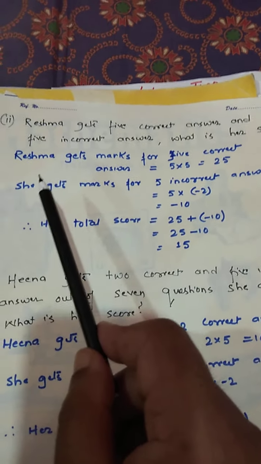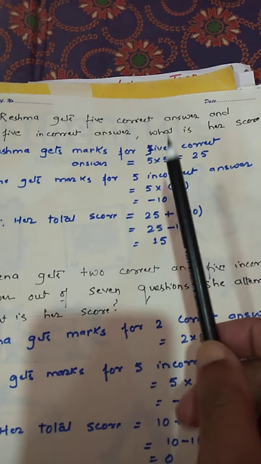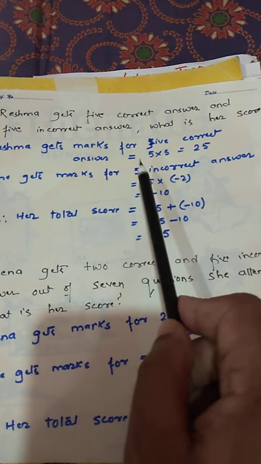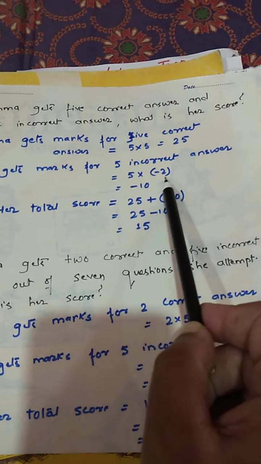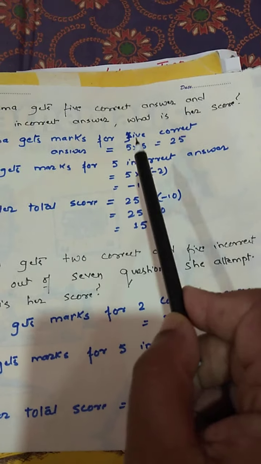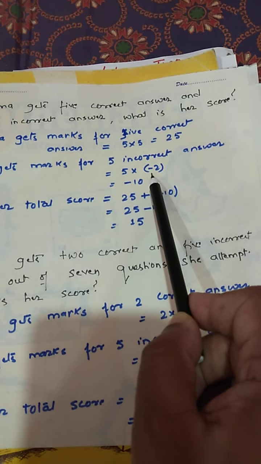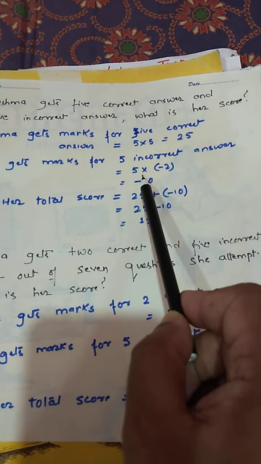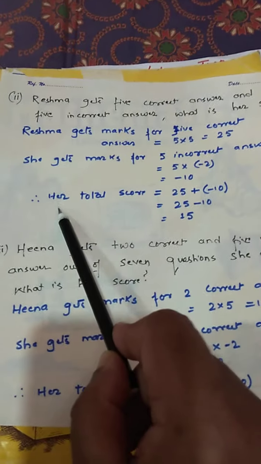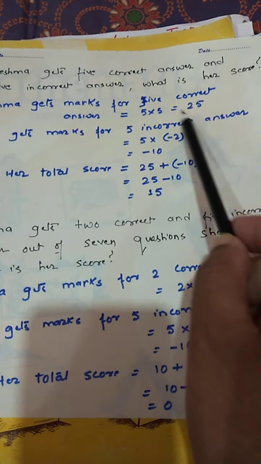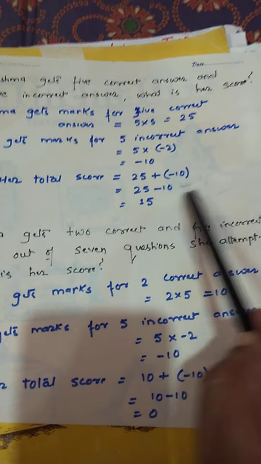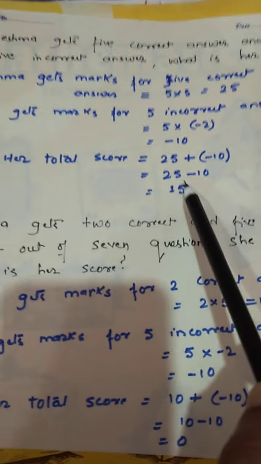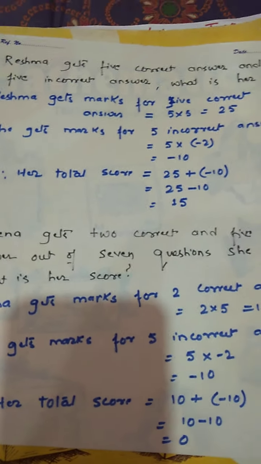Now at the same time she also made 5 mistakes. So she gets marks for 5 incorrect answers, which would be 5 into minus 2. Why minus 2? Because for every incorrect answer it will be taken as minus 2. So she has answered how many incorrect answers? 5. So 5 into minus 2 is what? Minus 10. So her total score would be 25 plus minus 10. So plus minus is minus, 25 minus 10 is 15. So Reshma scored 15 marks from 10 questions.